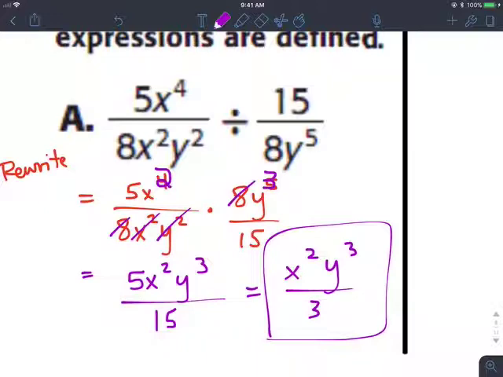You only flip one side. You take the second piece, multiply by the reciprocal. That turns into multiply. That is the reciprocal.